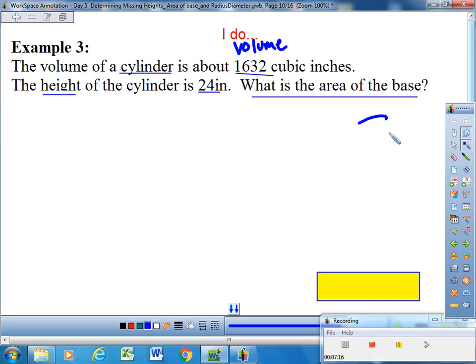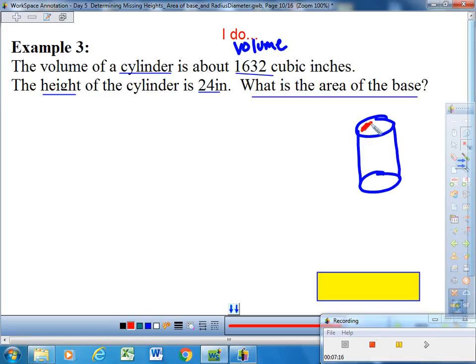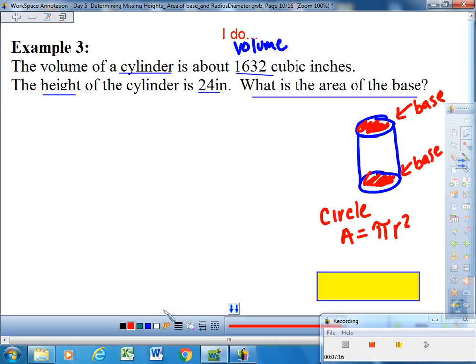So let's look at cylinder. Here's a cylinder. What's the base? The base is this, the circles. So the area would be the inside. So that's the base. So the base is a circle. So the area of a circle is pi r squared. Pi r squared. So that's the formula. So we are asked to find pi r squared.